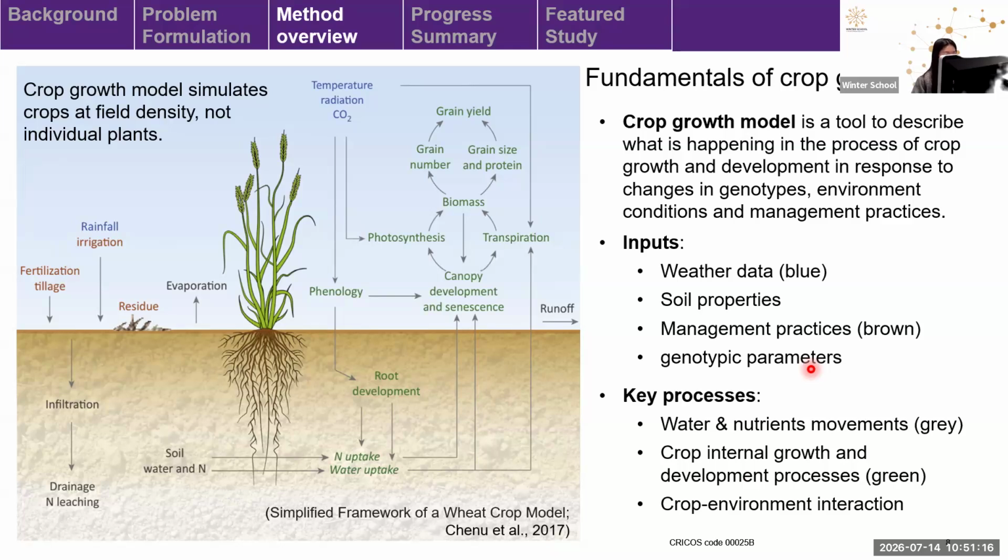Within the crop model, it tries to simulate some key processes happening there. The first one is the water and nutrient movement, which we color gray here. And also the crop internal growth and development processes, which we color green here. And the last one is the crop environment interaction.